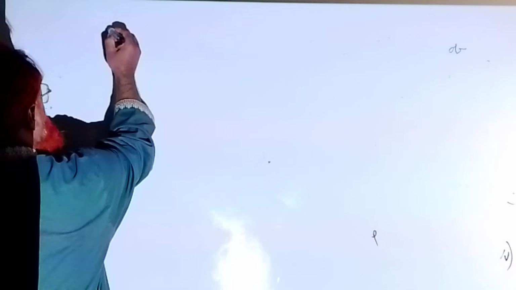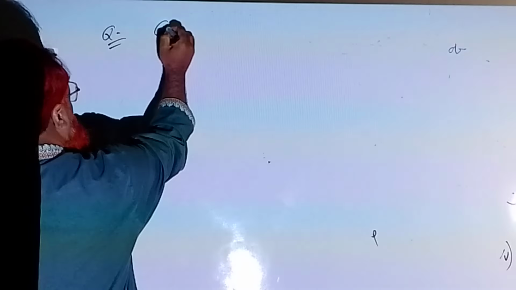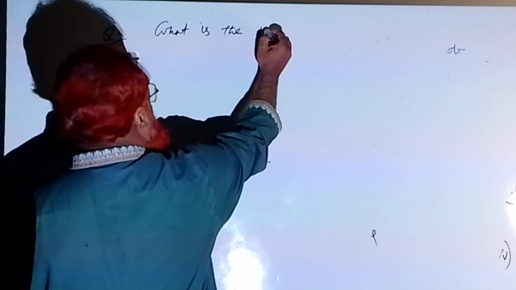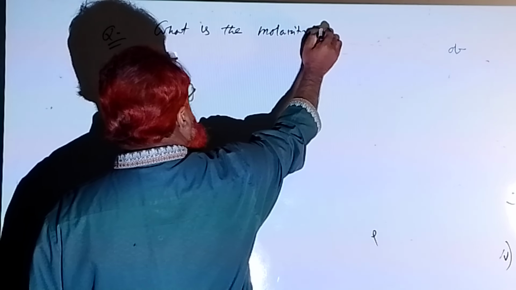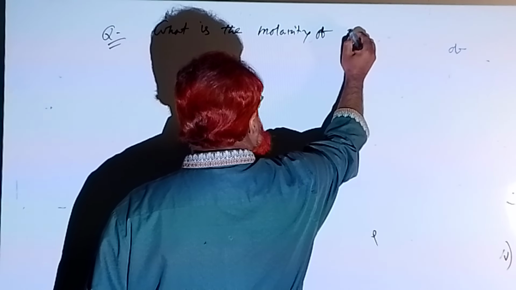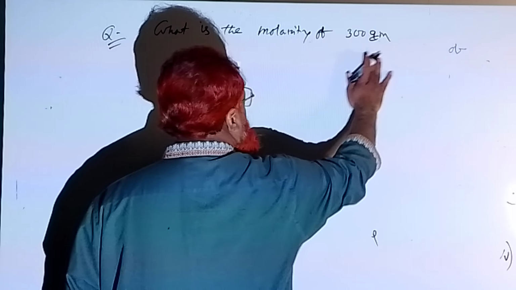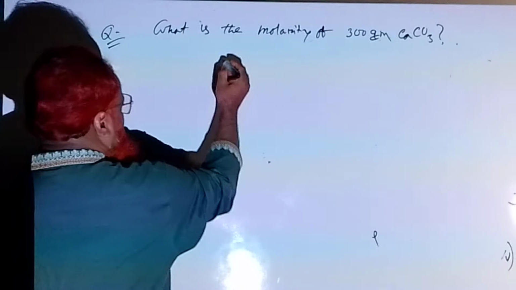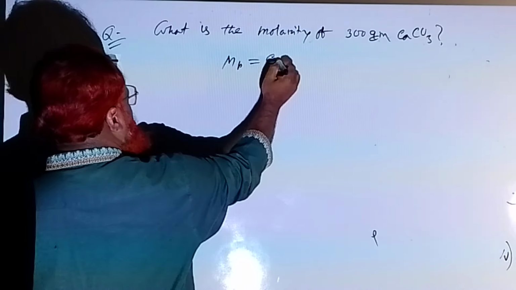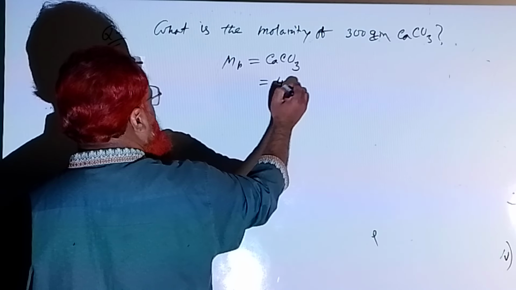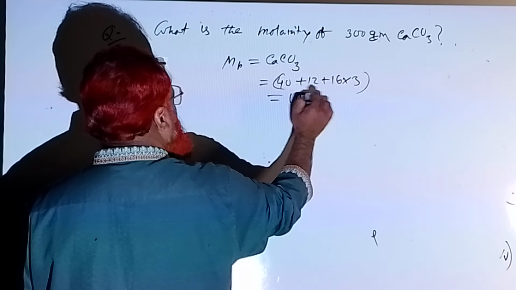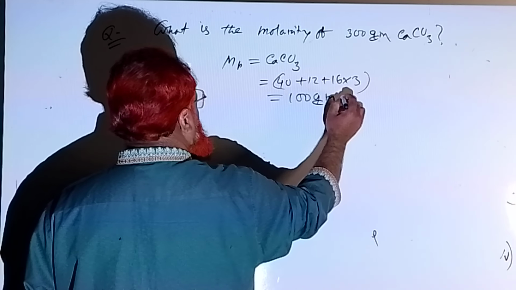So, maths question: what is the molarity of 300 gram calcium carbonate? You know calcium carbonate's molecular weight we can easily find out: 40, 12, 16 multiplied by 3, so it is 100 gram, that is 1 mole.